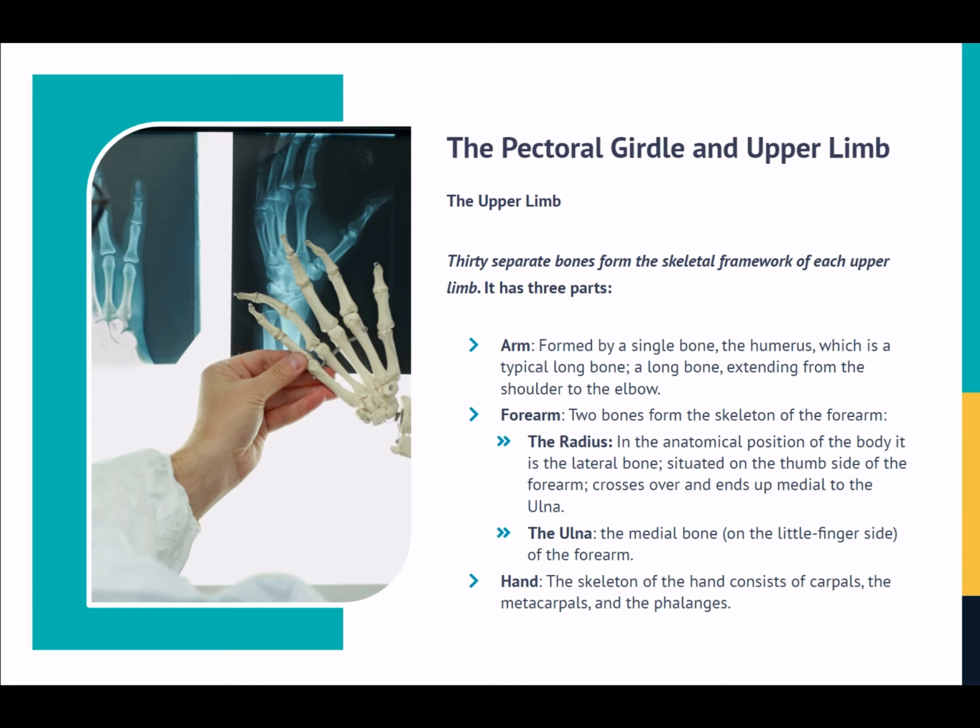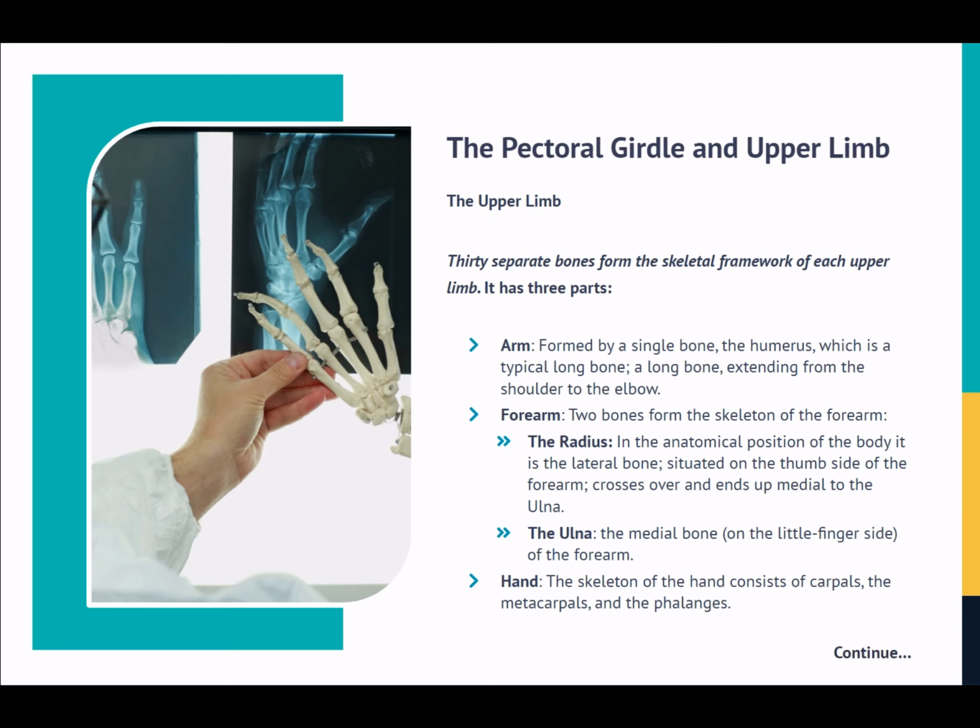Forearm. 2 bones form a skeleton of the forearm. The radius. In the anatomical position of the body, it is the lateral bone, situated on the thumb side of the forearm, crosses over and ends up medial to the ulna. The ulna. The medial bone, on the little finger side of the forearm.